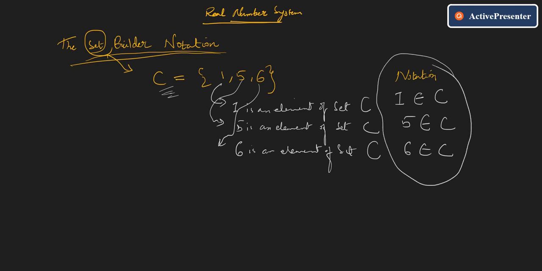Instead of writing that 1 is an element of the set C, or 5 is an element of a set called C, or 6 is an element of the set C, we just use the notation: 1 is an element of C, 5 is an element of C, 6 is an element of C. As simple as that.